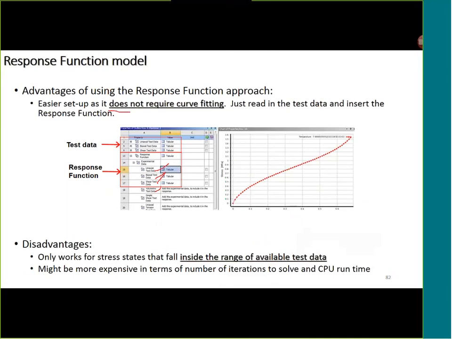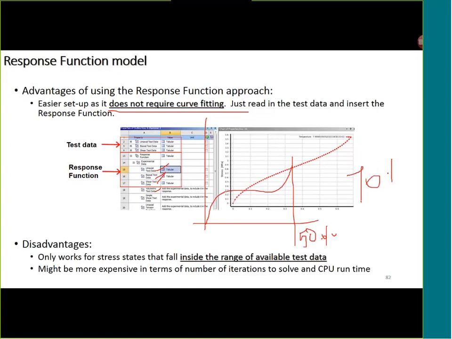It does not need curve fitting, and again the important limitation is that if you have your stress strain data up to, let us say, 50%, you cannot use this material model to analyze your component up to 70%. You cannot really use this material model beyond the test data which is available. You can use this to analyze any component up to 10% strain, 20%, 50%, but not more than 50%.